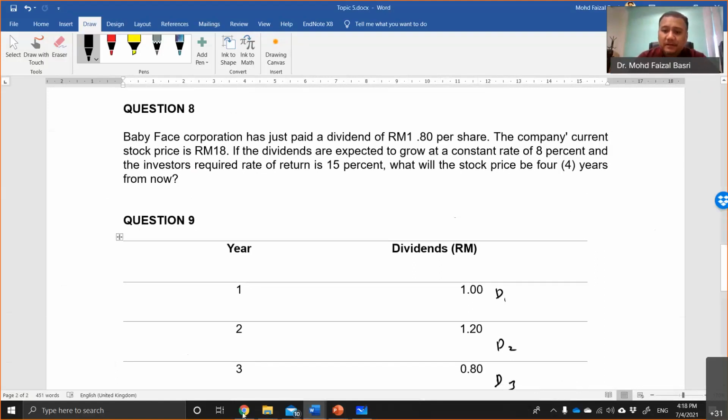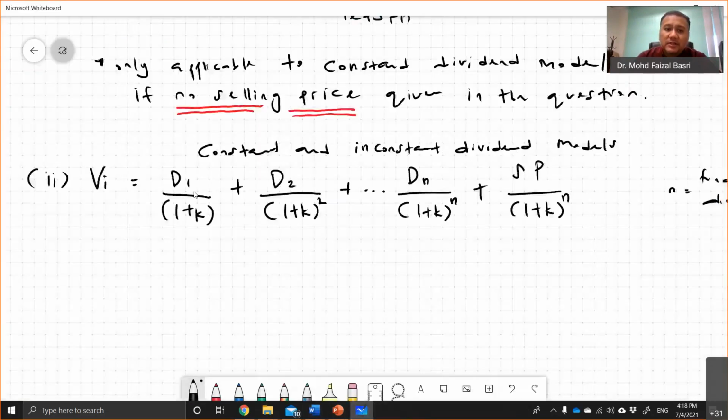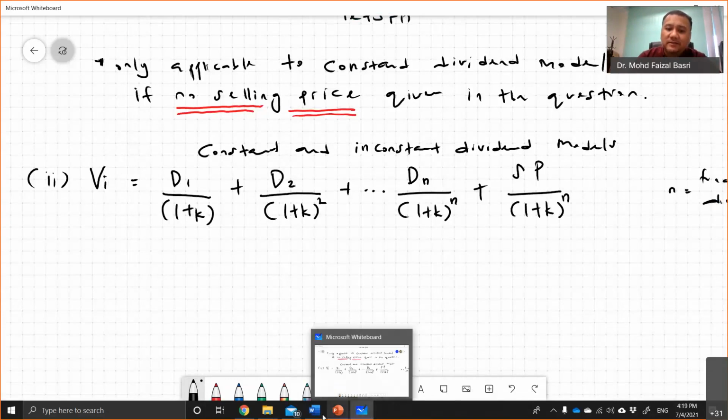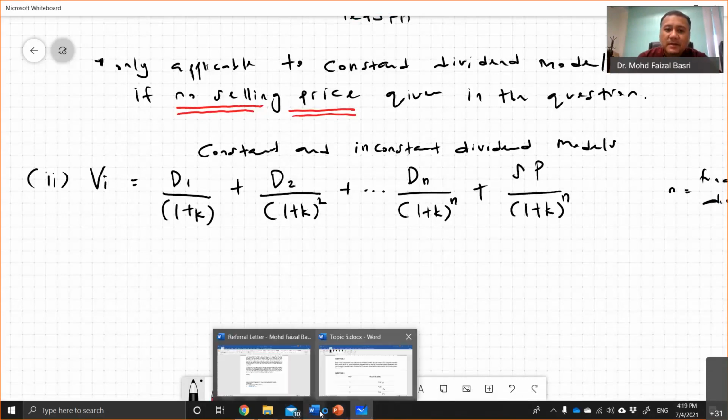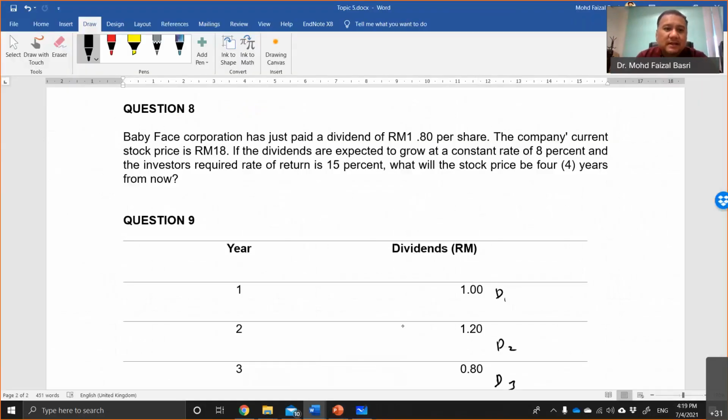So if we have this kind of question for constant or inconstant dividend, D1, D2, D3, D4 you need to find from the question. SP you leave as it is because we want to find the SP values. 1 plus K you can find based on the required rate of return. Since there are 4 years of dividend, N is also 4. But we need to find the D1 or the market price based on the question. For example, like just now, the market price is this one. They gave the current price is 18 ringgit. So this would be our IV.